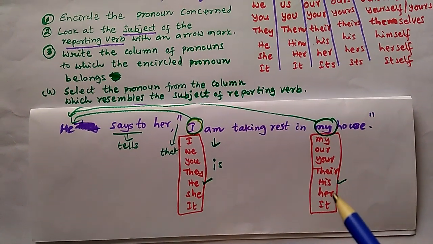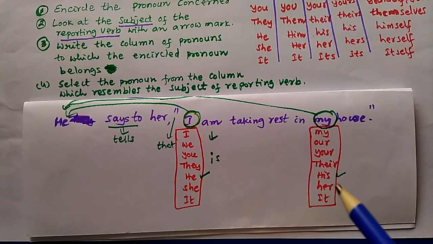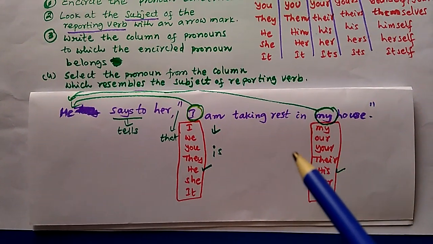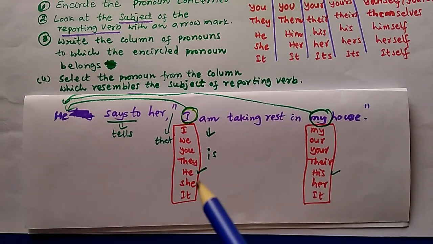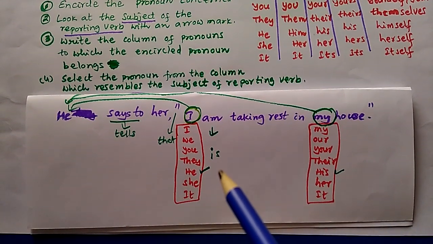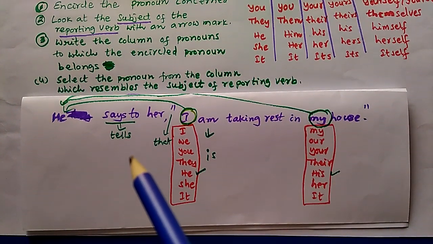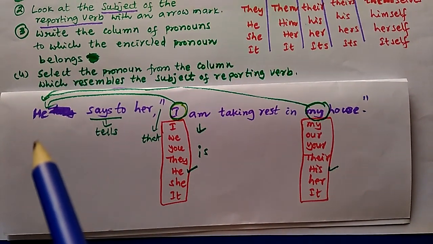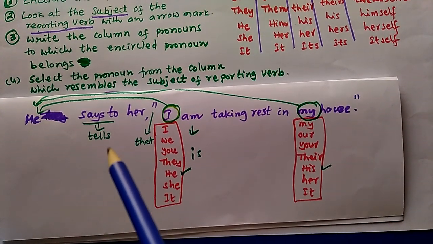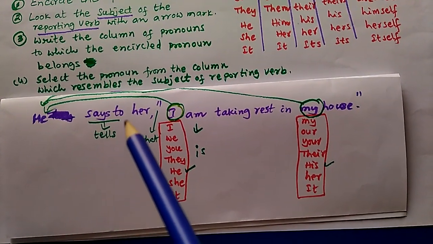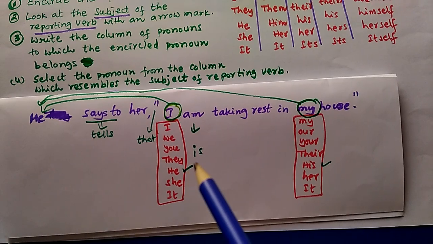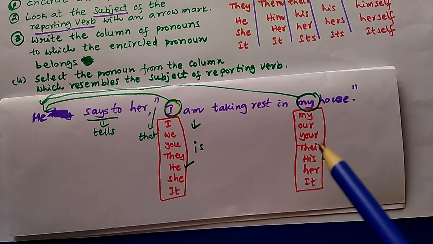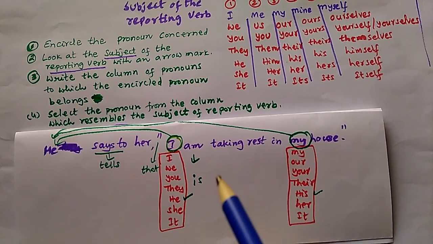And my looks at the he, but he is not found here. But a pronoun relating to he is here, that is his. His can be selected here. And for agreement with he, am is changed into is. And says to becomes tells, inverted comma becomes that. By these changes we can get the answer. He tells her that he is taking rest in his house. In this way the pronouns are to be changed.